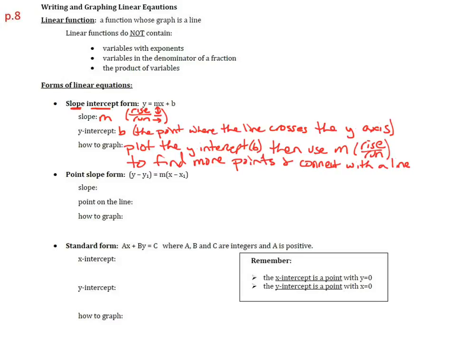The next form that we're going to talk about is point-slope form. Notice that we have y minus our y1 value is equal to m times, in parentheses, x minus our x1 value. So the two things that we're given are the slope, m, and then our point on the line, x1, y1. So to graph this, instead of starting by plotting the y-intercept, we're going to plot the given point. And again, that's your x1, y1. And then we're going to use our slope to find a couple more points and draw that line.